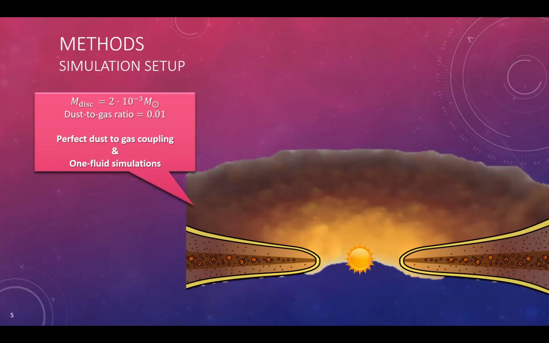That means that dust is perfectly coupled to gas. But I also use the one fluid dust prescription in order to see if the dynamics of the dust, that means the settling, can affect this radiation field in the disk.